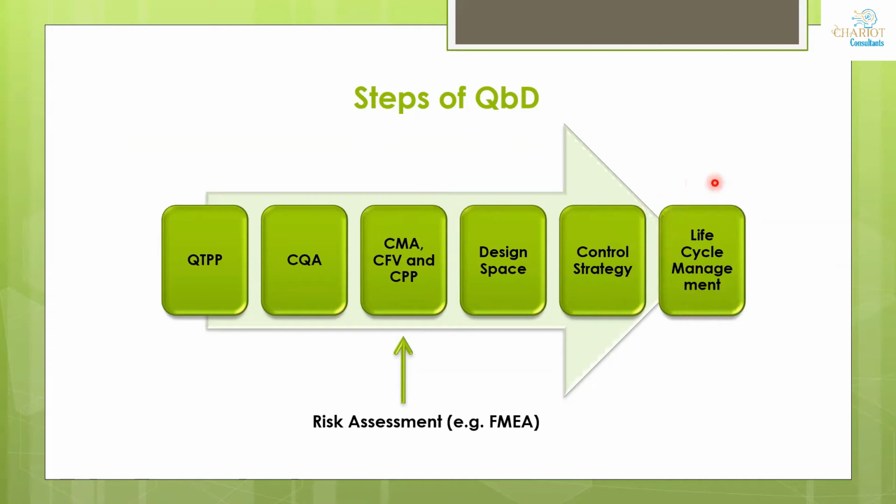Life cycle management means that whenever the product is in the market, you can still apply your QBD to improve the product more efficiently. This is called life cycle management. For example, a product has been running for 2 or 3 years in the market, and you still want to increase the quality of that product. You can obviously make some modifications.